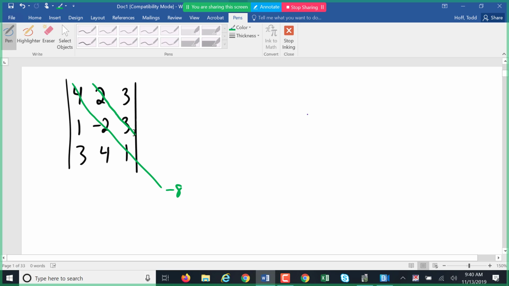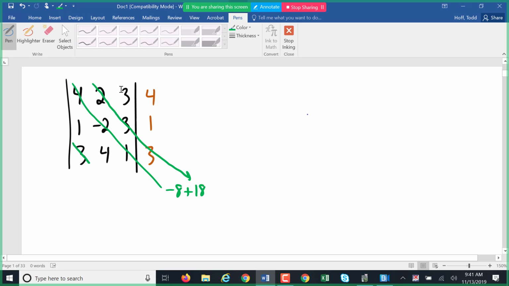Now, we've gone off the side of the matrix. What we do is we wrap around and we pick up this first number at the bottom of the first column there. Well, that's a little tricky. So to avoid confusion, it helps us out if I rewrite that first column 4, 1, 3. So instead of having to wrap around, I can just continue that down diagonal down like this. 2 times 3 times 3 is 18. It's a positive 18, so I'm going to put a plus in front of it.